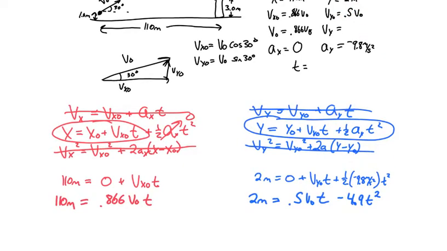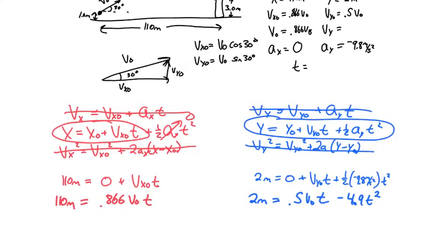And now I've got two equations with the same two unknown variables, and so I can solve for these. Now, there's always multiple methods for solving systems of equations. Here, I think probably the easiest way is to solve by substitution. I could use these to solve for either t or v naught, but since it doesn't ask me to solve for the time, I'll go ahead and just solve for v naught.